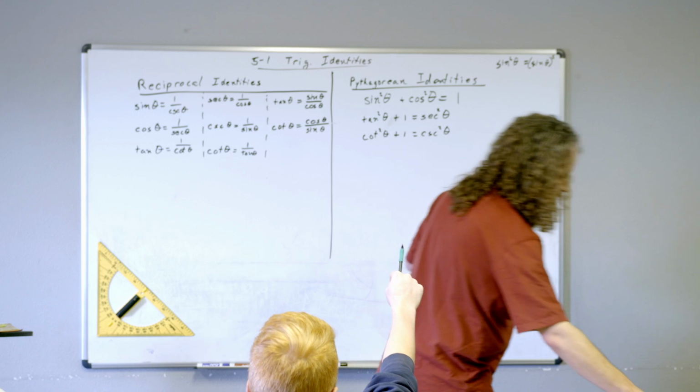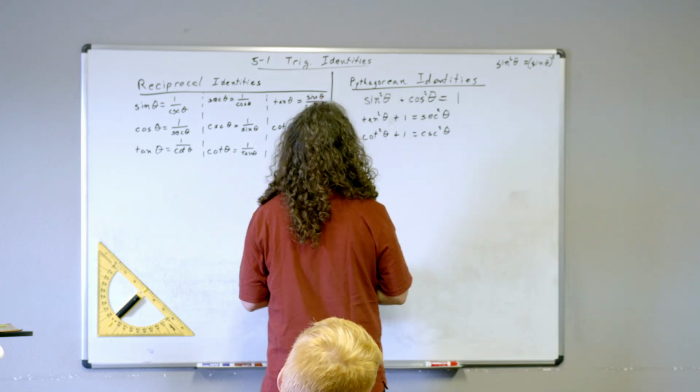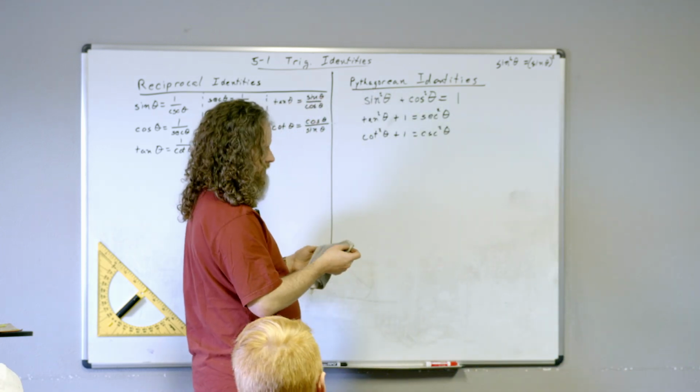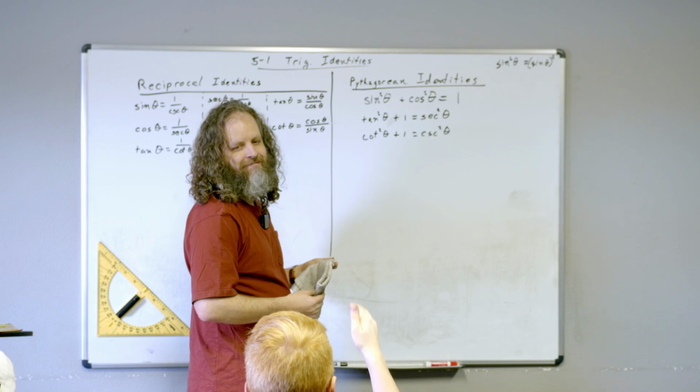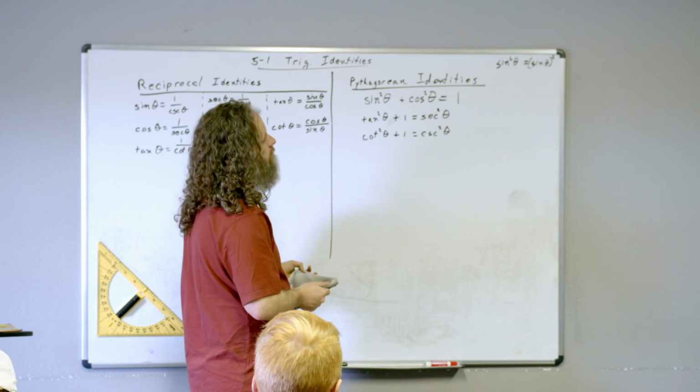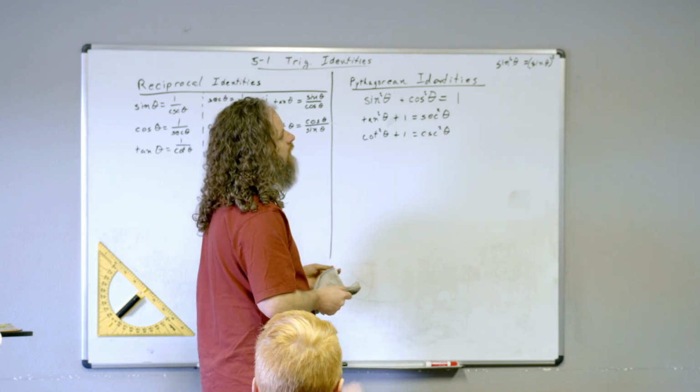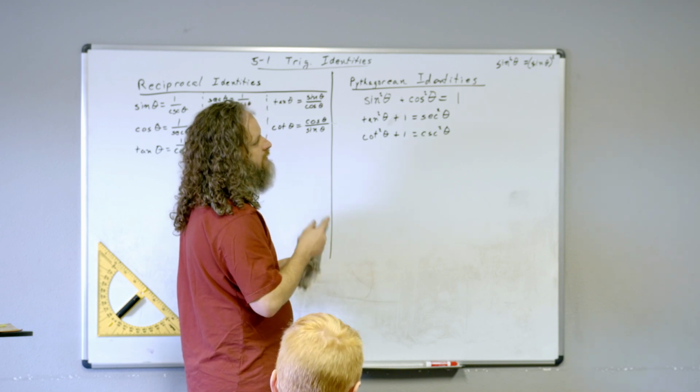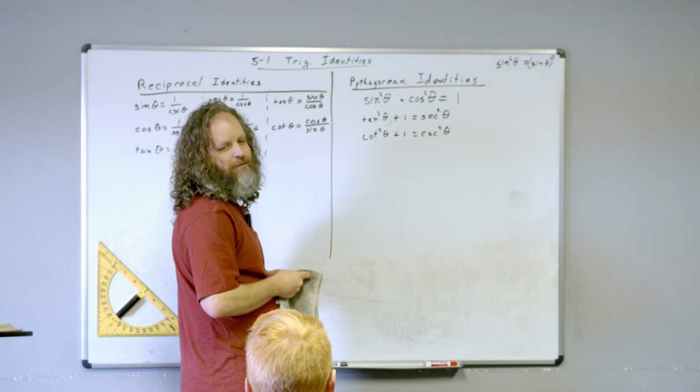Why does that exist? Why does sine squared of theta have to be written that way? Why can't they just put sine theta squared? Laziness. Because it takes more work to write that. You have to put the parentheses and stuff.